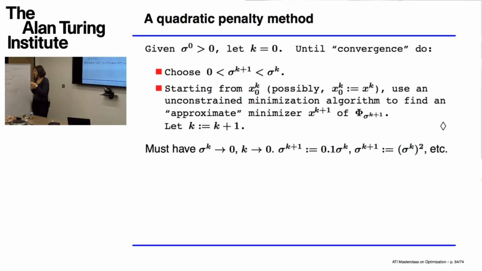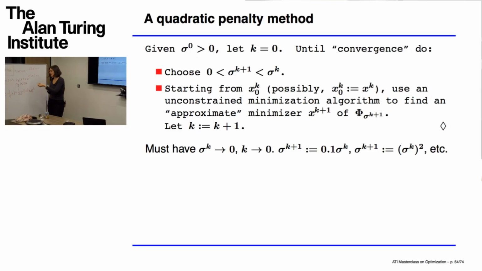So I start my new minimization of my next penalty function from the current best guess of my solution, the current approximate minimizer of the previous penalty parameter and function. So sigma goes to 0 and is decreased by, say, a fixed fraction, 0.1 in each iteration, or more rapidly, maybe when you are zooming into the solution.